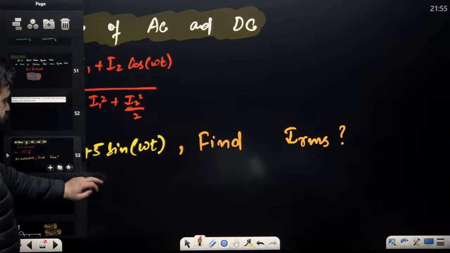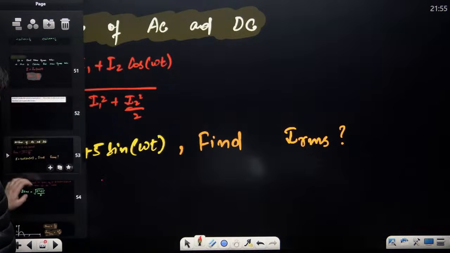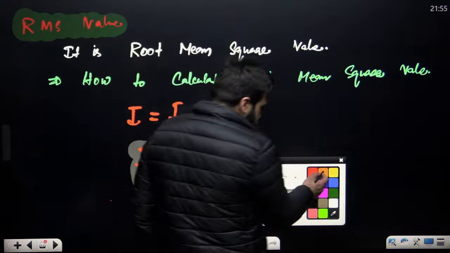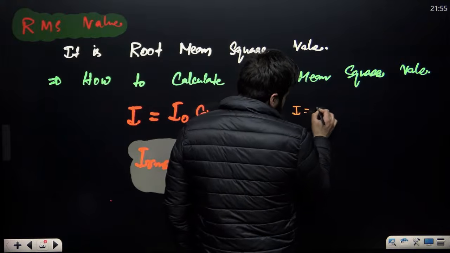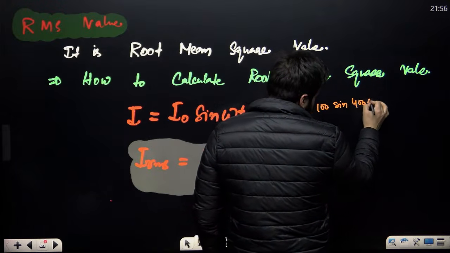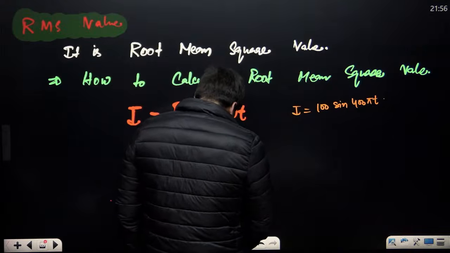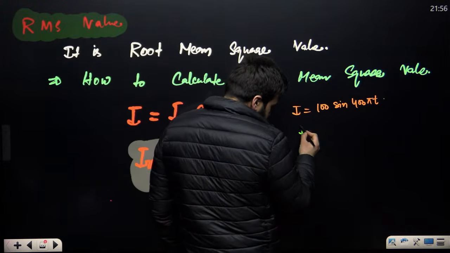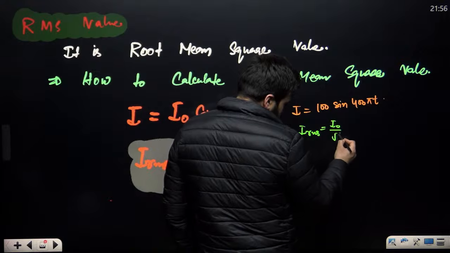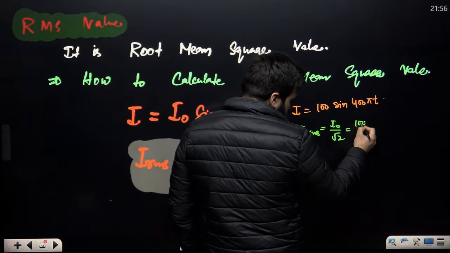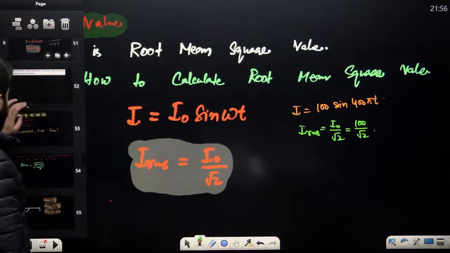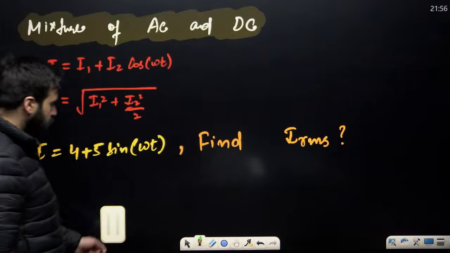Now guys, take a look. One more important thing. Let's suppose you have a question over here: I is equal to 100 sine of 400 pi t. What will be the RMS value of this current? You say, sir, IRMS in this particular case will be peak value divided by root 2. The peak value is 100, so it is 100 divided by root 2.